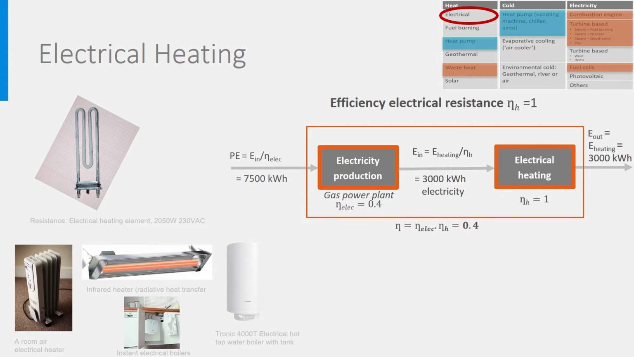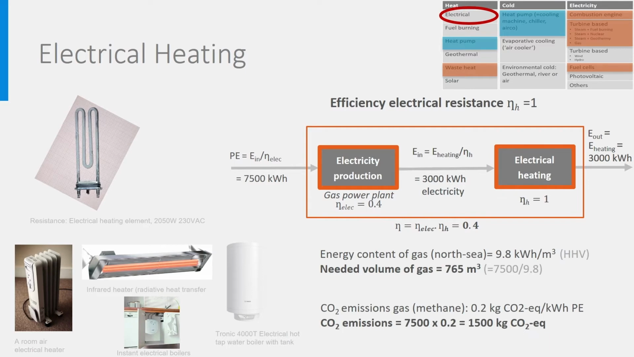And how much gas is that? Here too, using the energy content of 1 cubic meter of North Sea gas, which is 9.8 kilowatt-hour, we come easily to a depleted volume of 765 cubic meters, almost 1.8 times higher than with a gas boiler. As for the CO2 emissions, they are also 1.8 times higher. Clearly, electrical heating is not best.